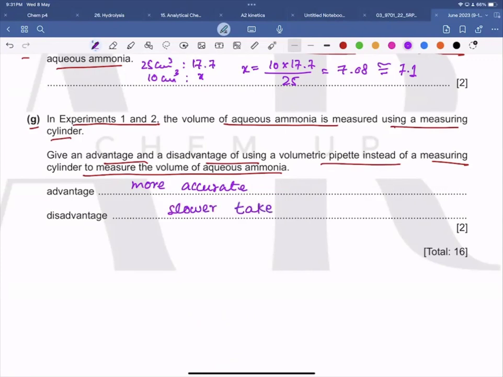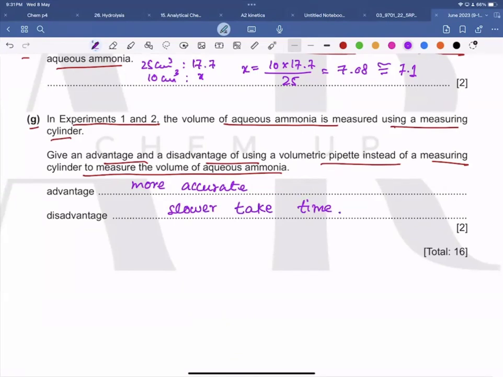The process becomes slower. It takes time. No, not less volume at a time. We are using 25 centimeter cube, whether we are using the cylinder or the pipette. But when we use the pipette, the time will be elongated. It takes more time to complete the experiment because you have to fill it slowly and gradually till the mark.